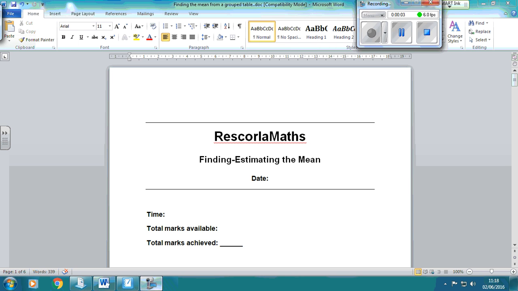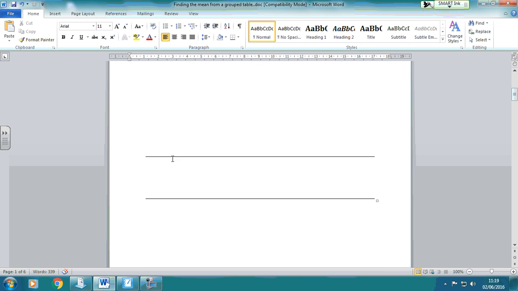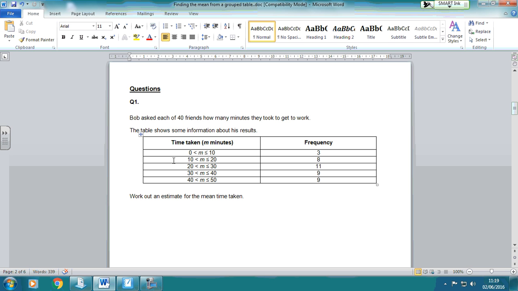Okay, ladies and gents, this is a quick revision video just on estimating the mean. When you come to do your revision, this is a key skill which comes up almost every year, and it's worth either 3 or 4 marks, and it's very, very easy, and it's easy to revise as well. You'll have a table here, and they'll say work out an estimate for the mean. Sometimes it might be worded slightly differently, but we'll have a look at that shortly.